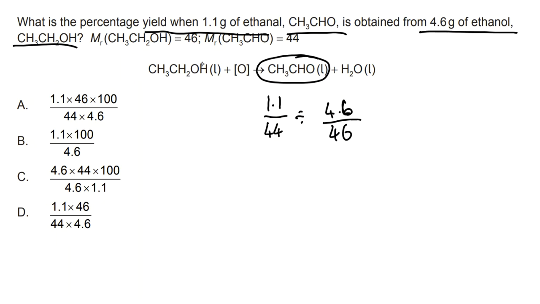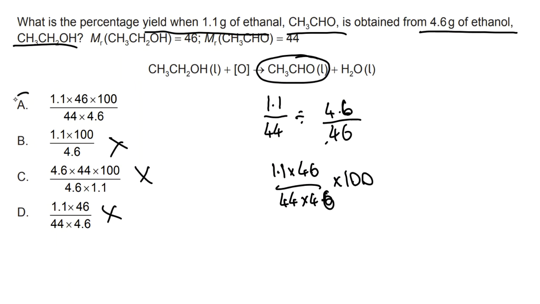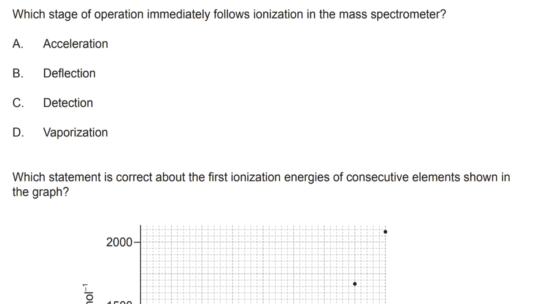So here we use 4.6 divided by 46, so 0.1 moles, but we're not going to write that there because the answer options don't have that. We've had this many moles of ethanol, so we expect this many moles of ethanol. So the final answer is going to be, if we find the reciprocal, 46 over 44 times 4.6 times 100, remember, because it's a percentage. So this is eliminated, this is eliminated, this is eliminated, option A is correct.